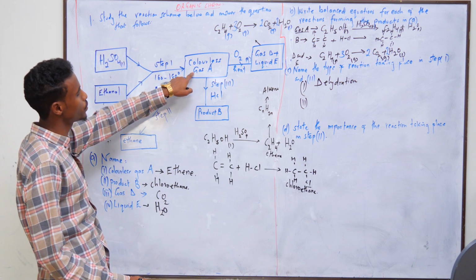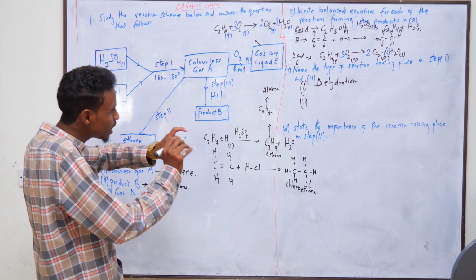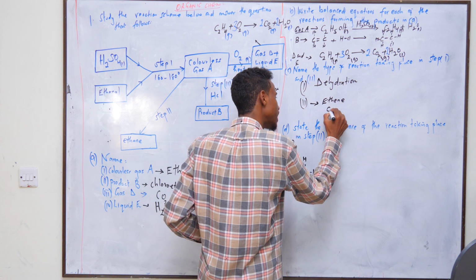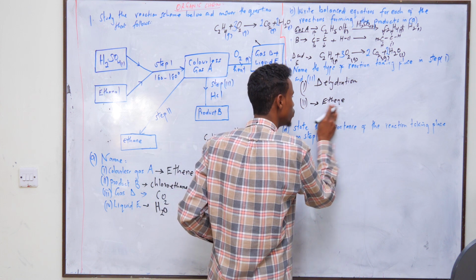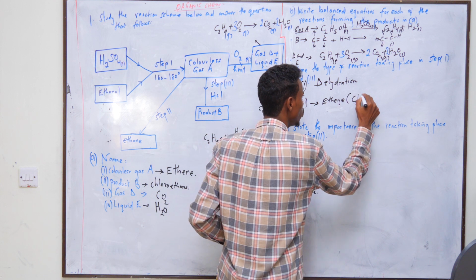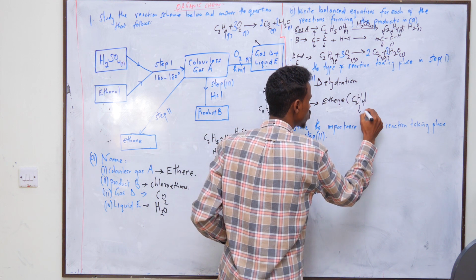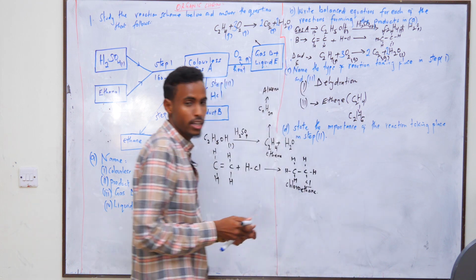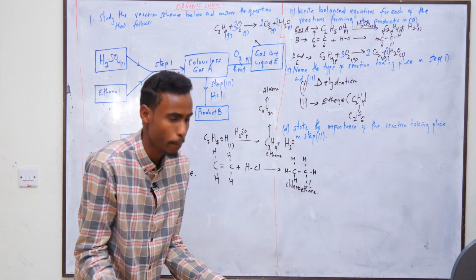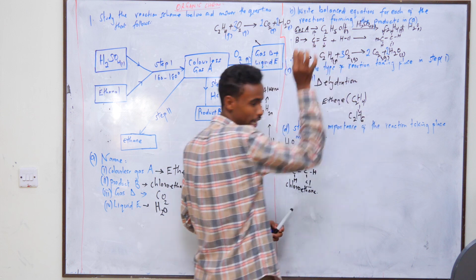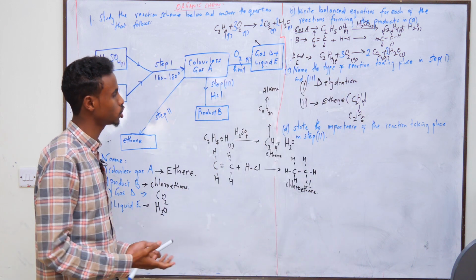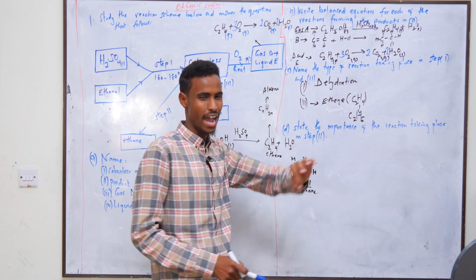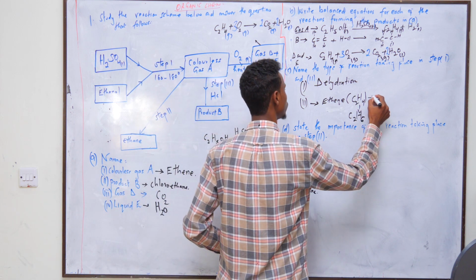Now look at step 2. It was from ethene to ethane. Let's analyze step 2. Ethene is written as C2H4, and it's going to become C2H6. What has happened, class? From ethene to ethane, we have added 2 hydrogen atoms. Addition of hydrogen gas across the double bond of an alkene is called hydrogenation. Now that is hydrogenation.